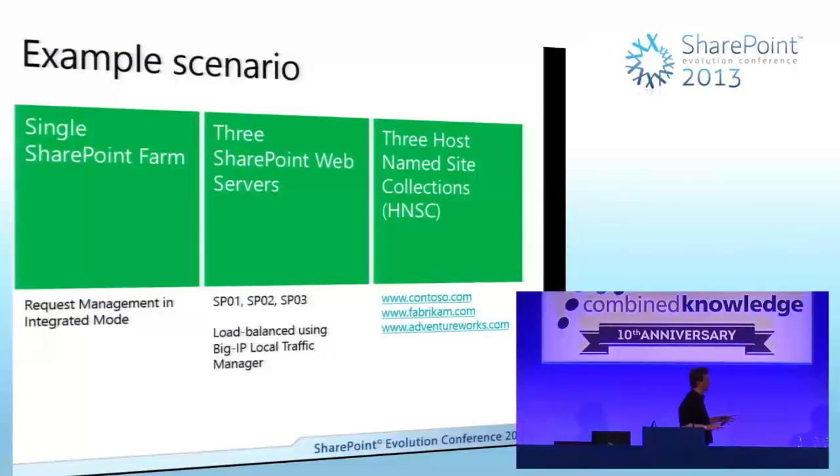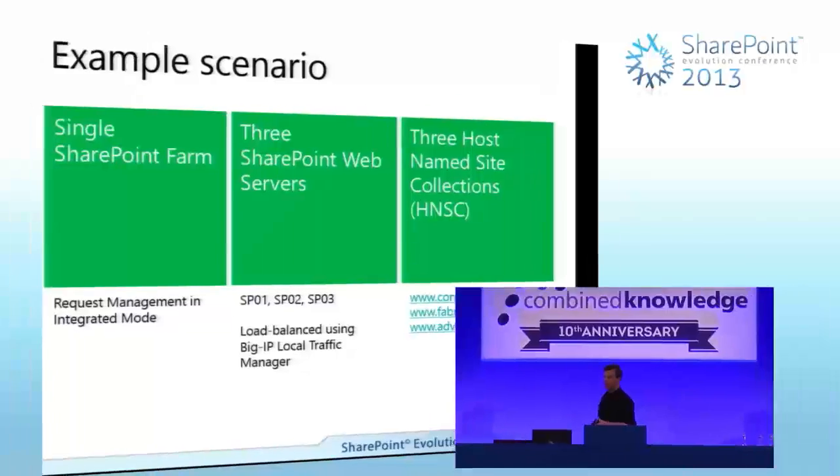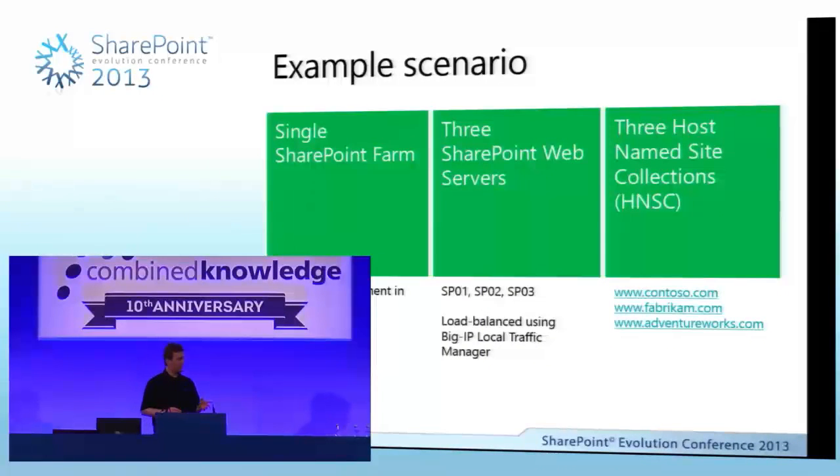So I've got a single SharePoint farm. That means I'm running request management in integrated mode. I've got 3 SharePoint web servers, and I'm using the Big IP Local Traffic Manager product from F5 Networks as my load balancer. And I have that configured using the SharePoint application template that F5 ships, so it's in the default configuration for all intents and purposes. And then I have a single web application which hosts 3 site collections: Contoso, Fabricam, and AdventureWorks.